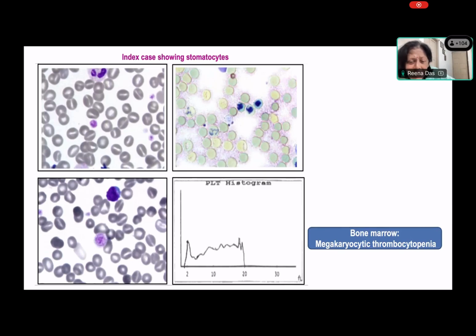So in this particular case, she also had a brother. Both of them were symptomatic. You can see that multiple stomatocytes are there in both. The numbers are variable. The reticulocyte count also is increased, but the anemia was not very severe. We also saw these giant platelets.